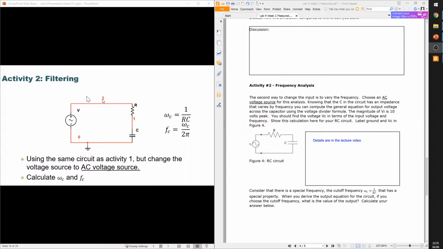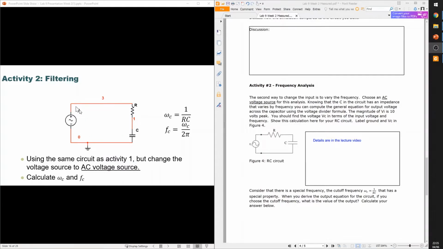For activity 2, we will use the same circuit as activity 1. The only difference is we changed this to an AC voltage source, which means we're using a sinusoid waveform right now. So what we are doing here is we change the frequency of our AC voltage source and measure the voltage across the capacitor and see how the frequency will affect the voltage across the capacitor here.